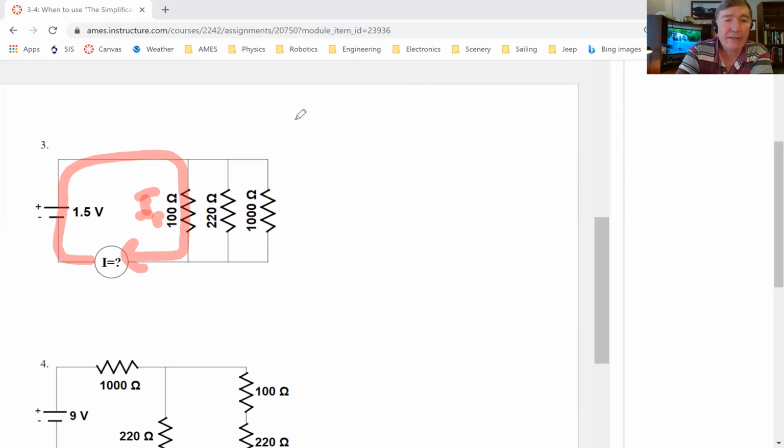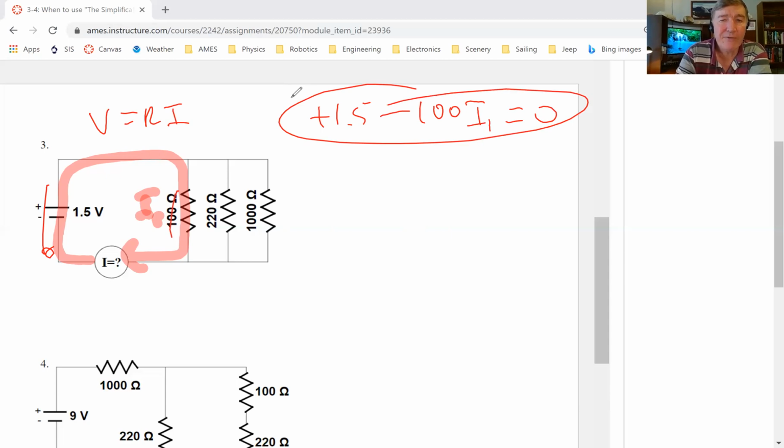So let's do that. If we start here and cross over here, we get plus 1.5. And then minus, when we cross over here, remember V equals RI. So minus 100 times I1 equals 0. So from this, we can figure out what I1 is. Okay, but that's not what we're after.